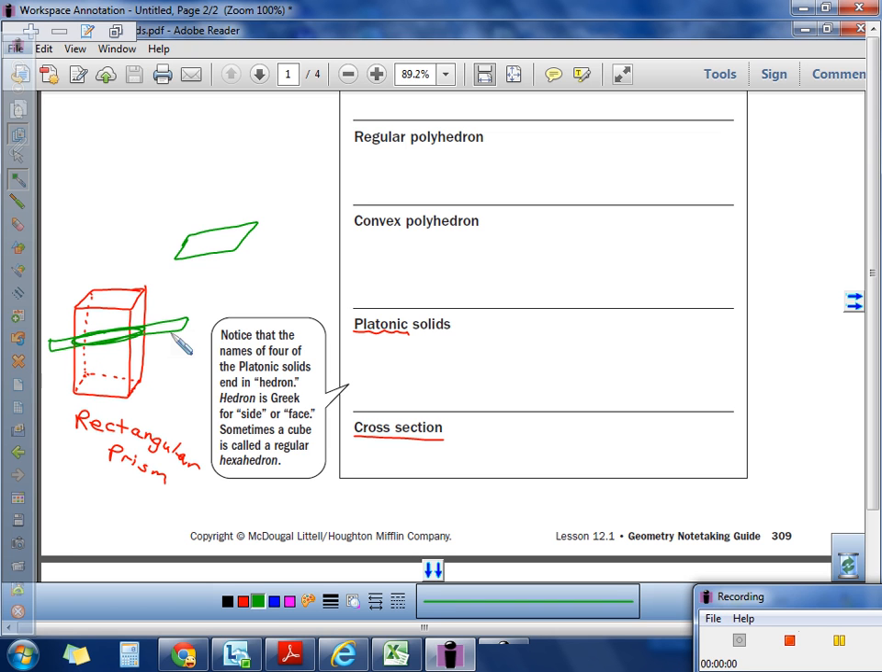You could also do that with a sphere. If you take a sphere and you slice it, most likely you're going to be left with a circle, or maybe even an ellipse if you're slicing it really funny. Right.